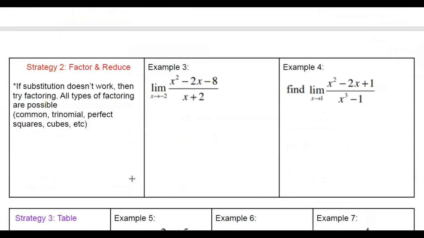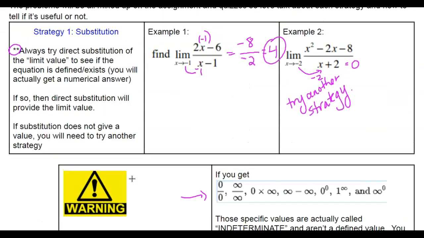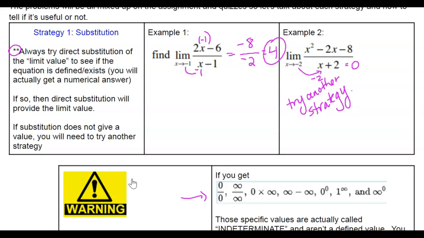All right, so strategy number 2 is factor and reduce. So if substitution doesn't work, then try factoring. So let's go back to that example number 2. Well, I think these will factor. So I'm going to get rid of this because it was undefined. And that's what I mean by there's some algebra that's happening that's hiding our limit. So we need to factor the trinomial. The factors of 8 that will add to give us -2. And so these reduce, which produces a hole in the graph.